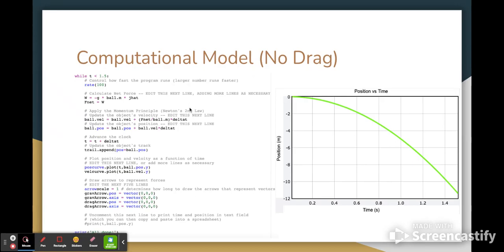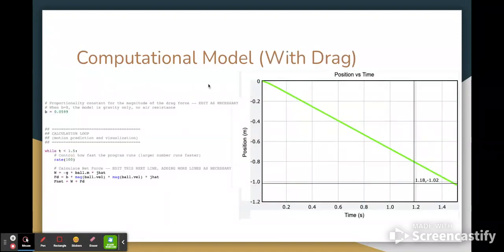This is a computational model. This was without drag, so less realistic. As you can see in this model, the graph doesn't really become very linear until at the very end. It is much more curved, and this is because the object is accelerating the whole time because there's no drag.